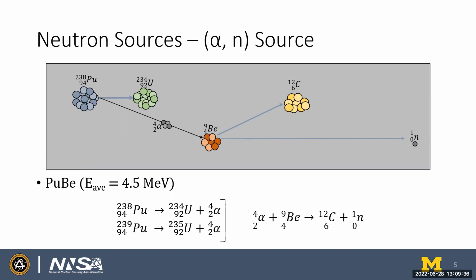And we emit that alpha, and we have it in a matrix of plutonium and beryllium, so it can go on to then collide with a beryllium atom, specifically beryllium-9, and then it will produce a carbon-12 and a subsequent neutron. The average energy of the neutrons produced from this reaction is about 4.5 MeV. You can also see another scheme here for plutonium-239 alpha decay, but both would go on to produce alphas that are absorbed by the beryllium and then produce a neutron.